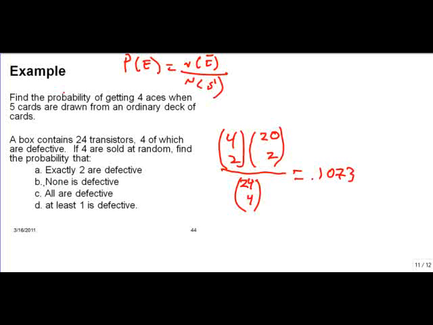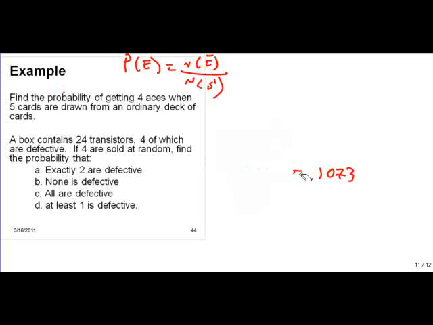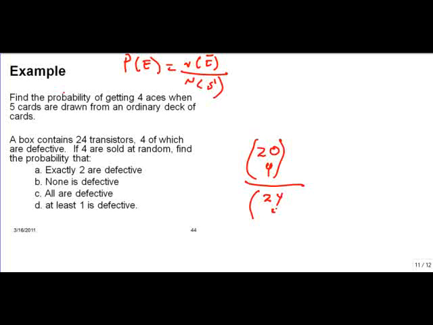Now to compute the probability that none of them are defective, all that means is we're going to pick all 4 good ones. So we have to ask ourselves, how many good transistors are there in the box? We know that there are 20 of them. How many are we going to pick? 4. Does order matter? Well, we want any 4 from our pool of 20, so order is not going to matter. So 20 choose 4 divided by all possible pickings. There's a total of 24, and we want to pick 4. So 20 choose 4 divided by 24 choose 4.